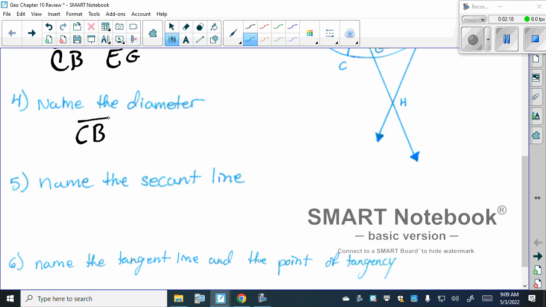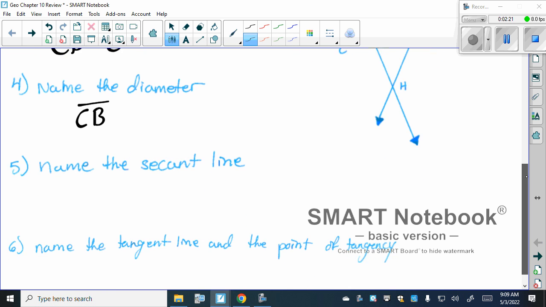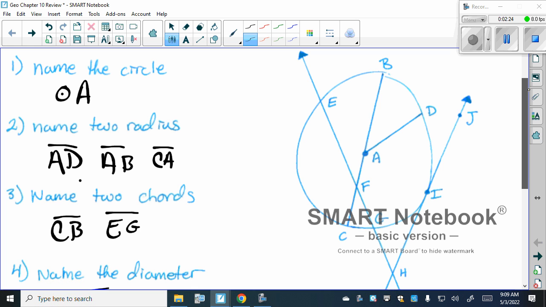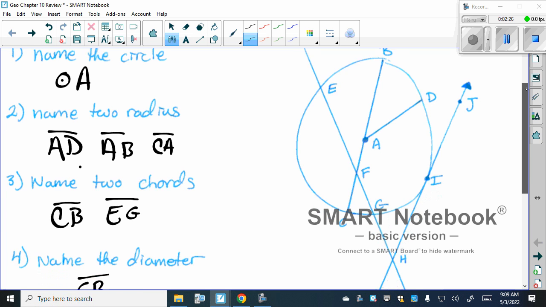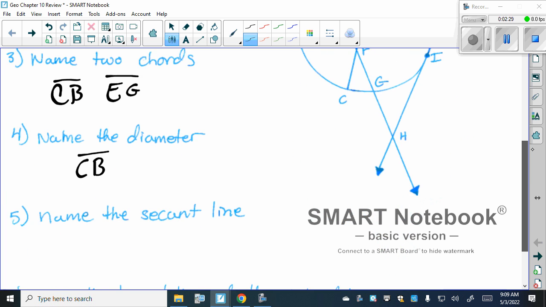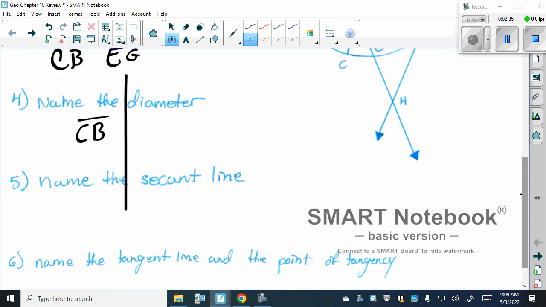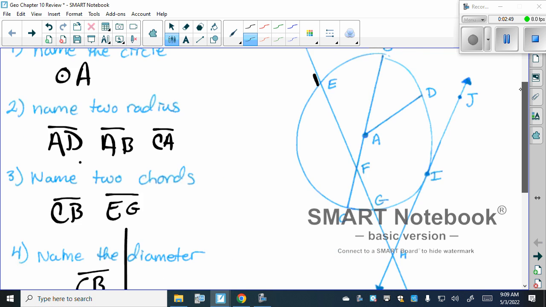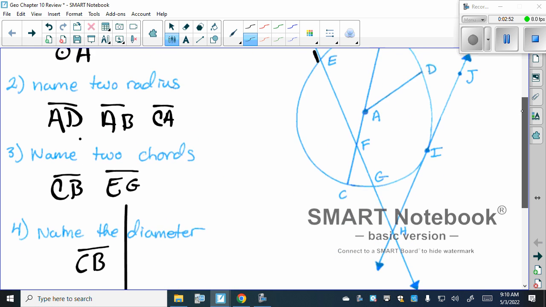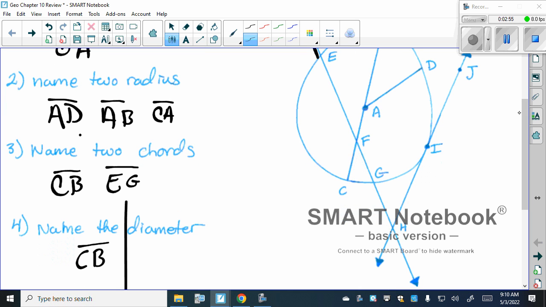Secant line intersects the circle at 2 points. So AD intersects the circle at 1 point D. So EG would be a secant line because it goes through the circle at 2 points. Now this one here needs a line because we're talking about a line. There's multiple ways we could have named it, because we could have said EG, GH, HE, any of those that name that line work. Only 2 letters to name a line.